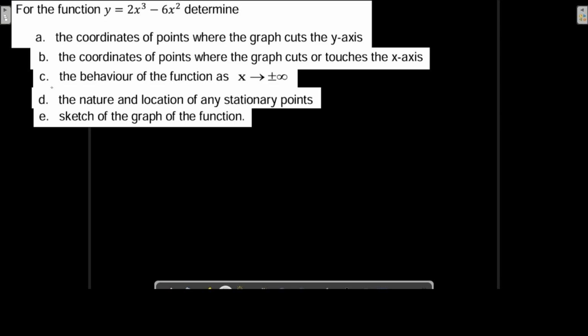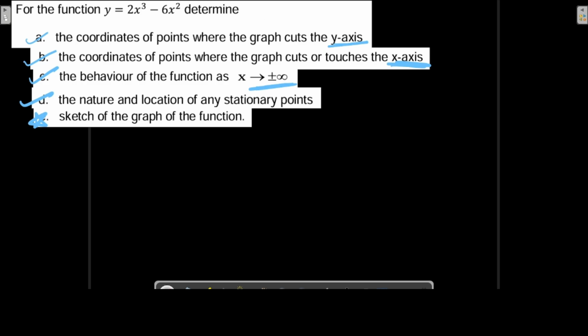So this question is sent to me by a student. So let's discuss. For the function y is equal to 2x cubed minus 6x square, we need to determine A, where it cuts the y-axis, B, where it touches the x-axis, C, behavior at infinities, and D, the nature and the location of the stationary point, and then you will go towards the sketching part.